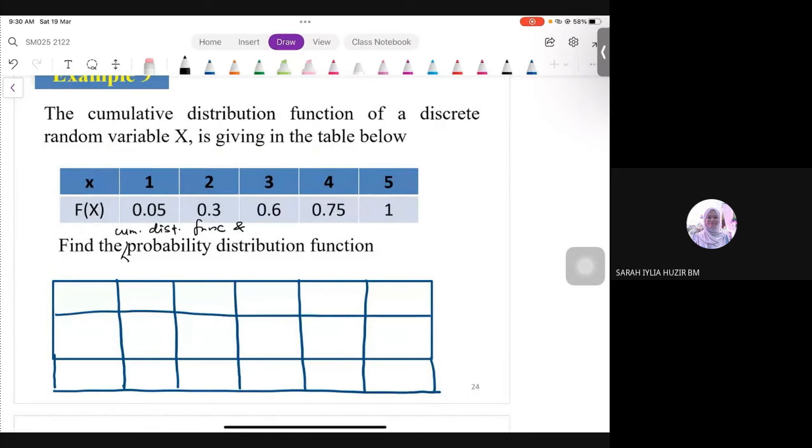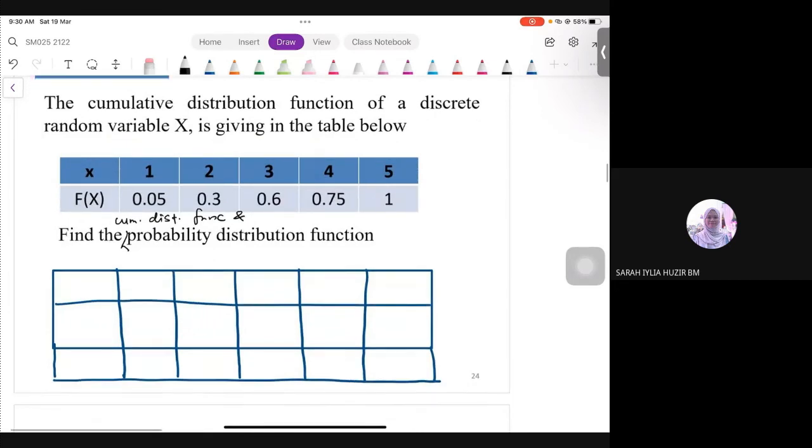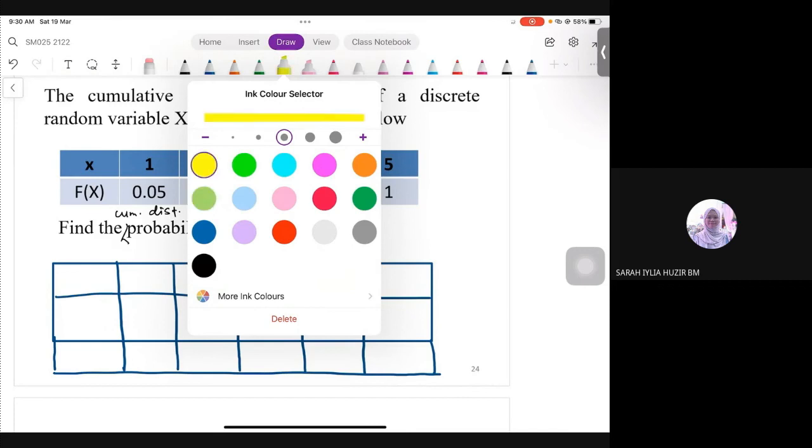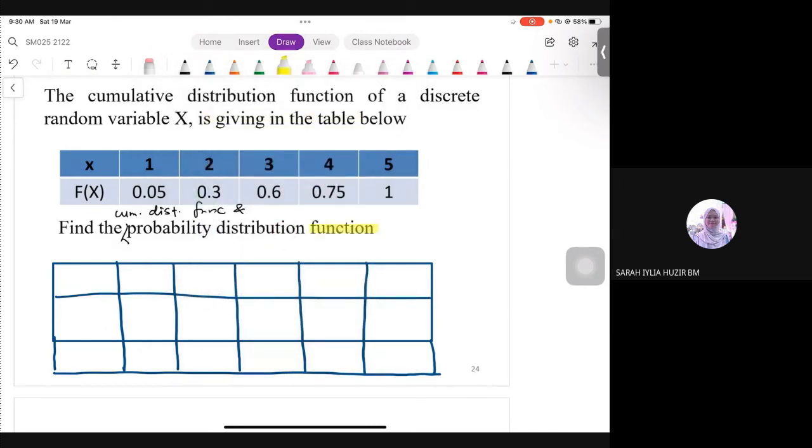So we have a cumulative distribution function of a discrete random variable given in the table. Find the probability distribution function. Okay, so again, they give the cumulative and ask for the probability, but then we have to convert it into a probability function. Dalam bentuk function, apa function tadi? Mesti dalam bentuk piecewise. Okay, first saya salin dulu value yang ada dalam soalan.